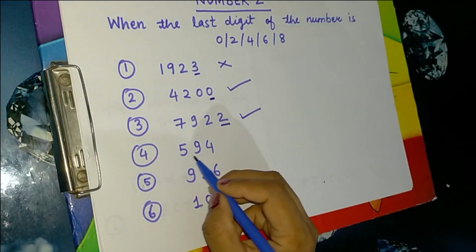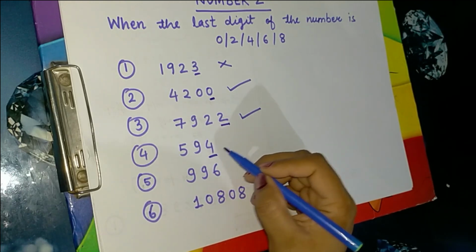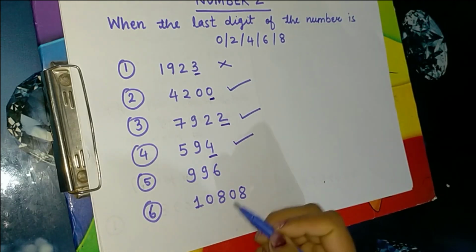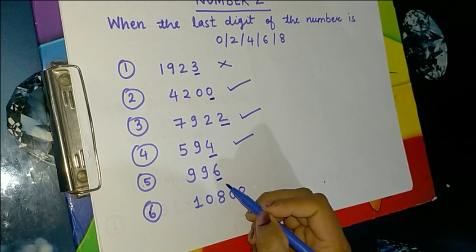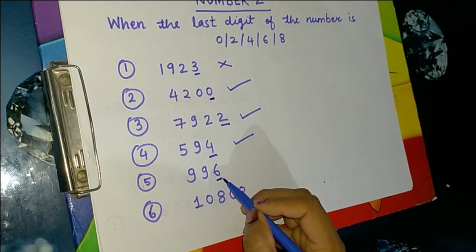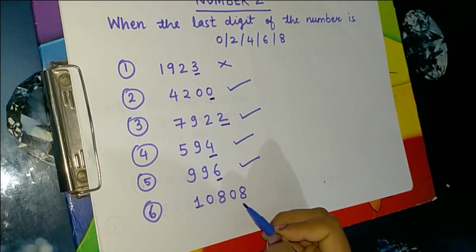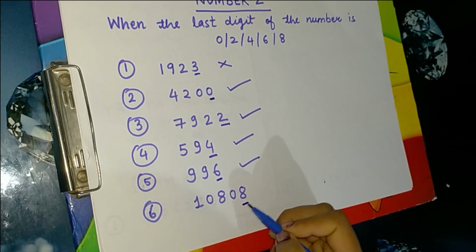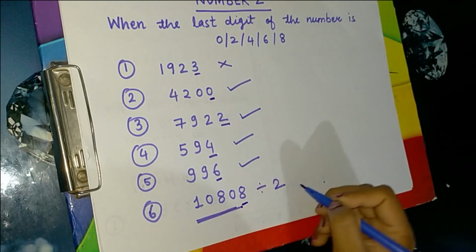Our next number is 594. The last digit of this number is 4, which is divisible by 2. So this complete number 594 will be divisible by 2. Next is 996. The last digit of this number is 6, which is an even number. So the complete number 996 will also be divisible by 2. The next number is 10,808 and the last digit of this number is 8, which is an even number. So here the complete number 10,808 will also be divisible by 2.